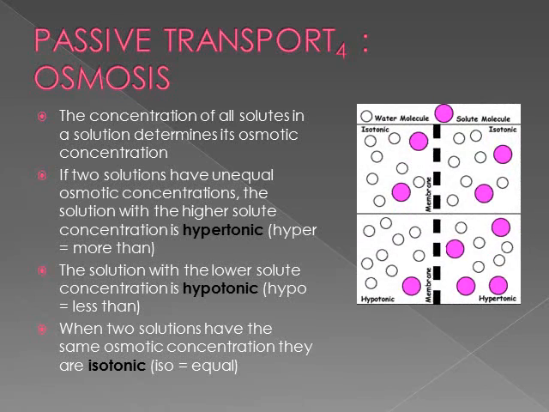So if we have a look here, our solute molecule is pink and our water molecule is clear or white. In the top part of the graphic, we can see an isotonic situation where there's a membrane in the middle and both sides have equal solute concentration. And if we look at the bottom one, we've got a membrane in the middle and we've got a hypertonic solution on the right because there's more solute dissolved in there. And we've got a hypotonic solution on the left.